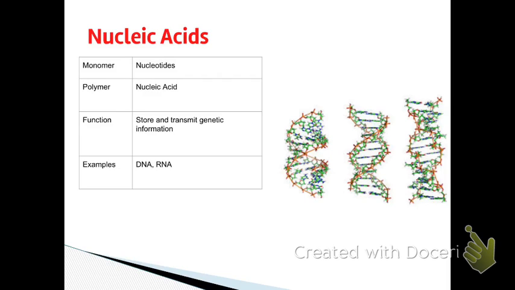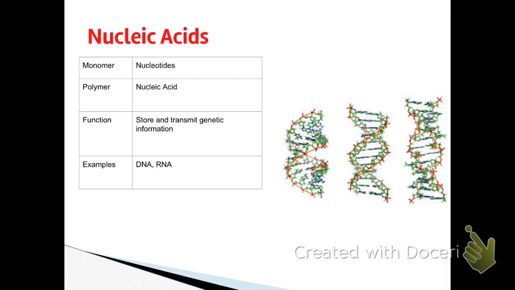The last one is nucleic acids. They're made up of nucleotides, so the monomer is the nucleotide and the polymer is the nucleic acid. The function is to store and transmit genetic information. The two common ones are DNA and RNA. Within our nucleic acids is where our information is. When we pass on our genetic material to our offspring, the reason they look like us is because they share the same DNA. That genetic information dictates what we look like, diseases we might have, that kind of stuff.